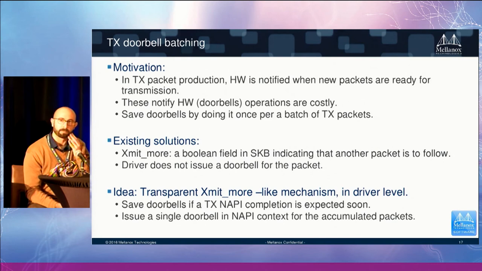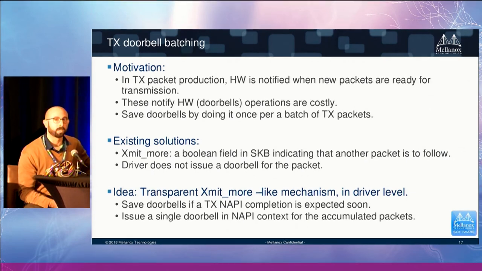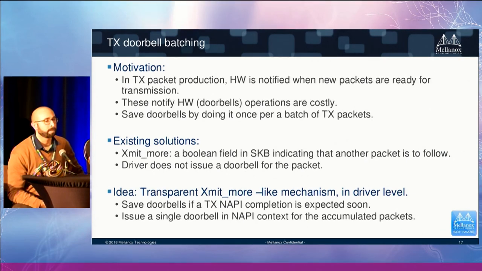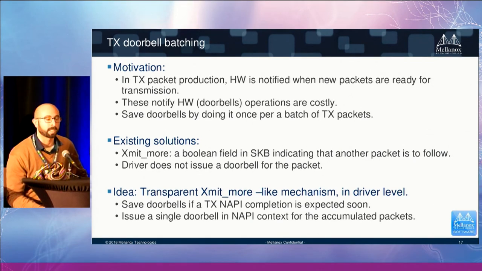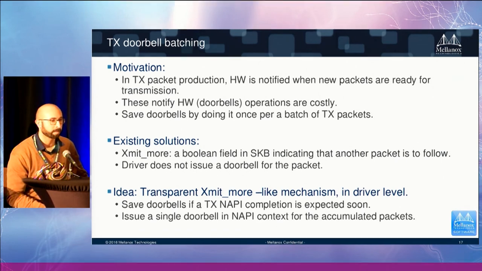In a packet stream, you should notify the hardware whenever you have new packets ready for transmission. These notify hardware operations, called doorbells, are costly. They include barriers, they include PCI operations. So we would like to save as many doorbells as we can. We would like to do it once per batch of these packets and not for every single packet.